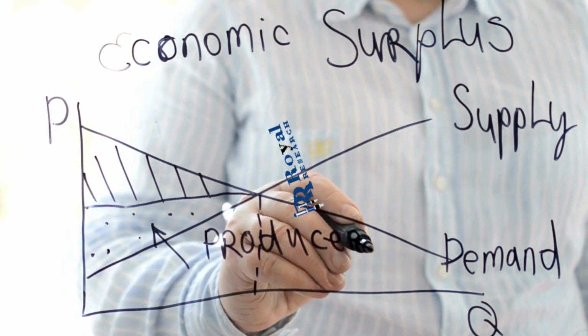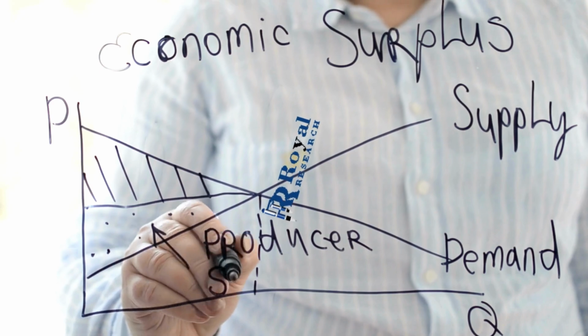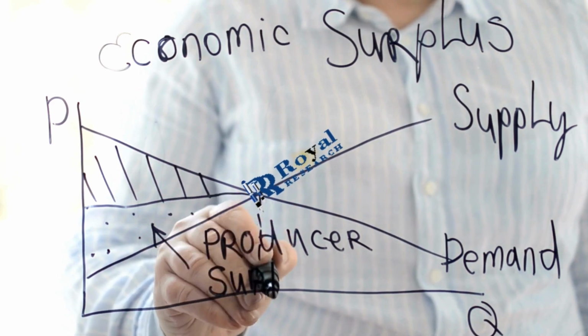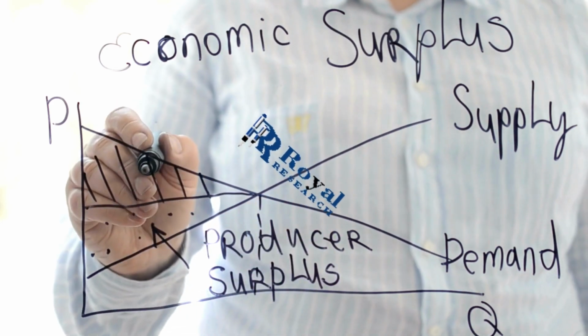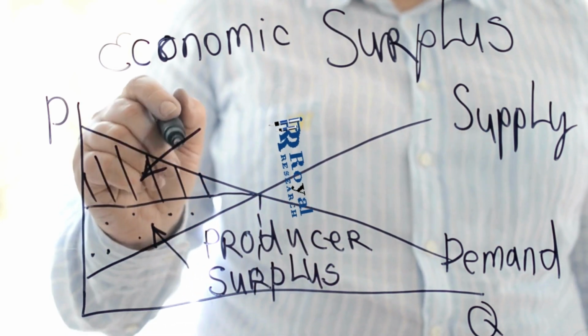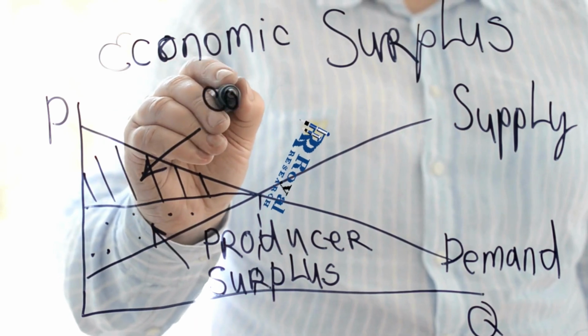Investment decisions. Investors use demand and supply analysis to assess the potential profitability of investing in certain industries or commodities. Understanding market dynamics helps investors make strategic investment decisions.